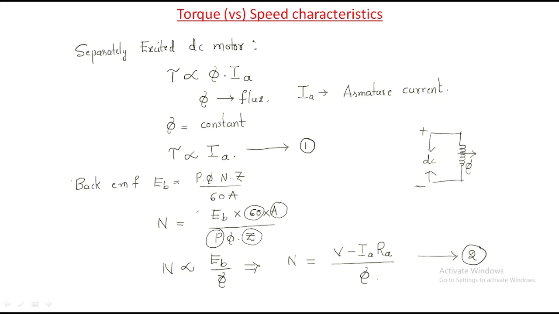So for the separately excited DC motor, we are getting two equations. One is torque is proportional to armature current, and speed is proportional to back EMF by flux. Back EMF equals voltage minus armature drop. From this, I can draw the torque versus speed characteristics. I am considering the x-axis as the torque and the y-axis as the speed.